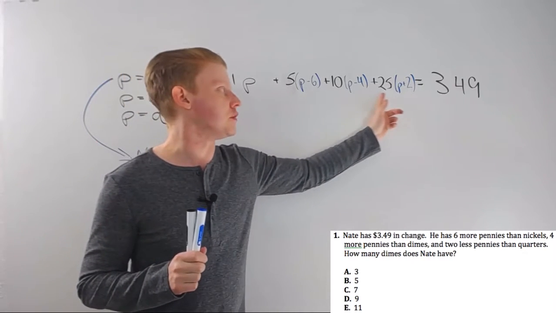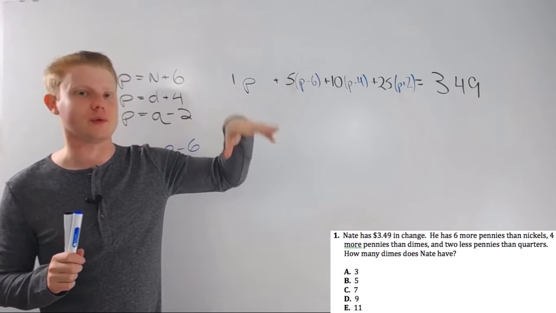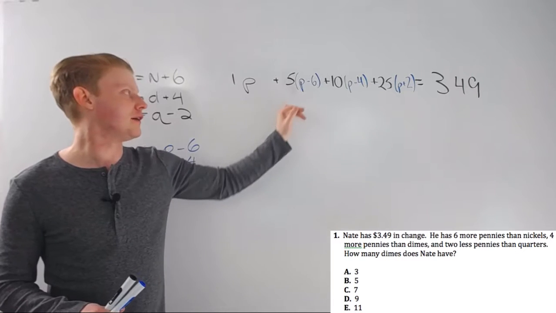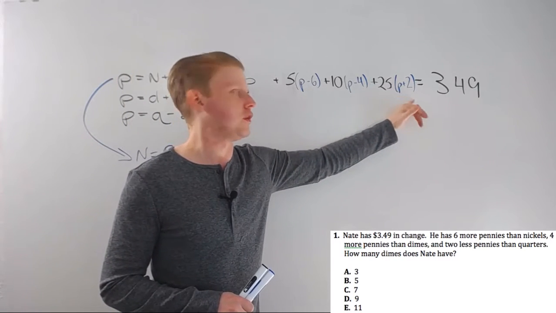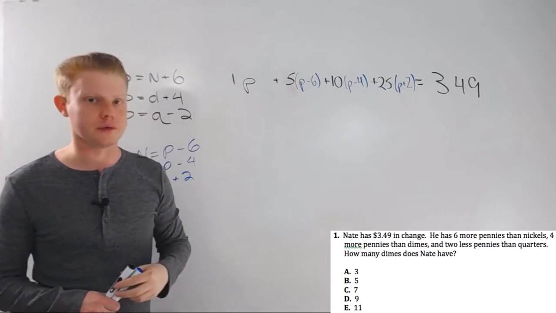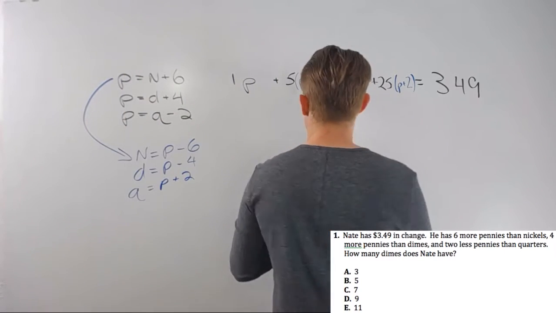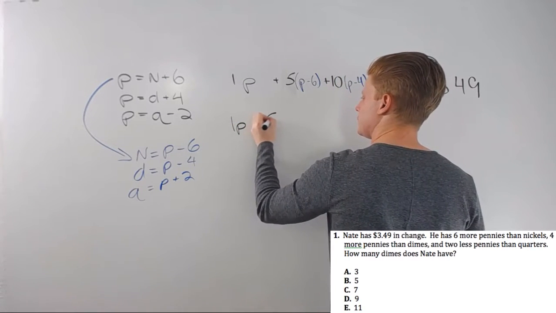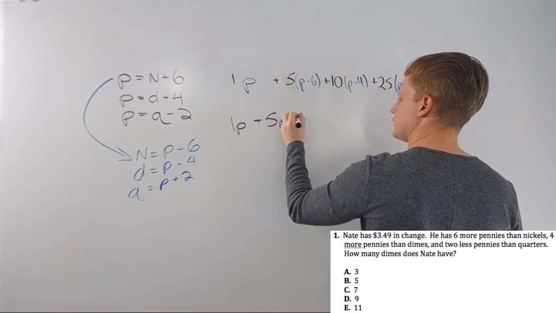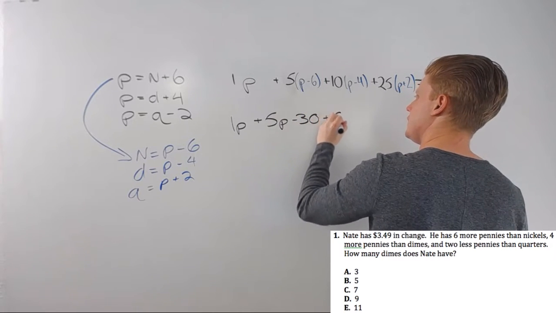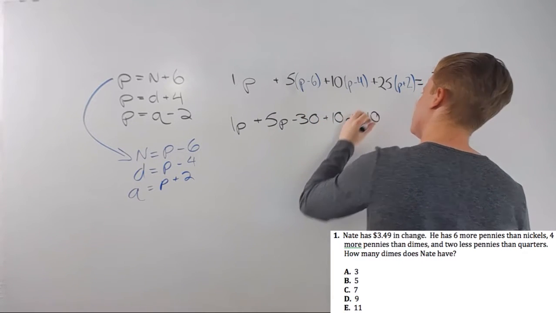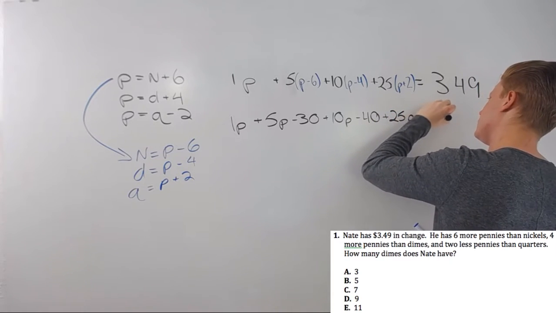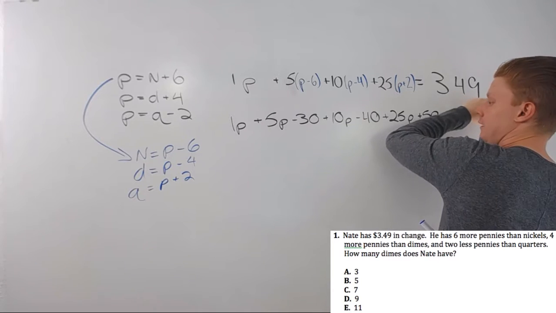First step is I've got to distribute. One of the mistakes I see on this, people will get this far, they get excited. It's kind of like running before you catch the ball. They'll forget they need to distribute the 25 to both, the 10 to both, the 5 to both. So let's go ahead and do that. 5 times p, we'll start with our 1p. 5 times p is 5p. 5 times negative 6 is negative 30. 10p minus 40. 25p plus 50 is equal to 349.